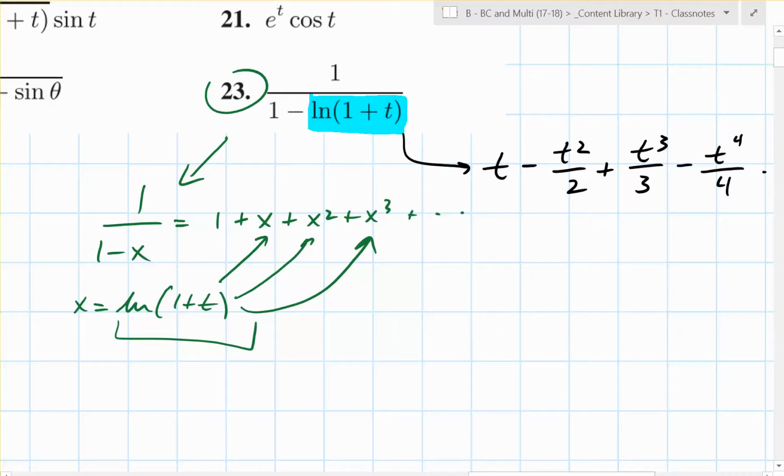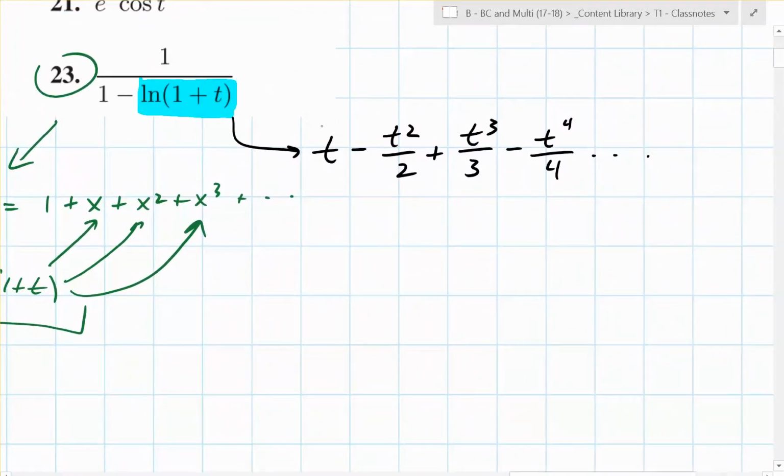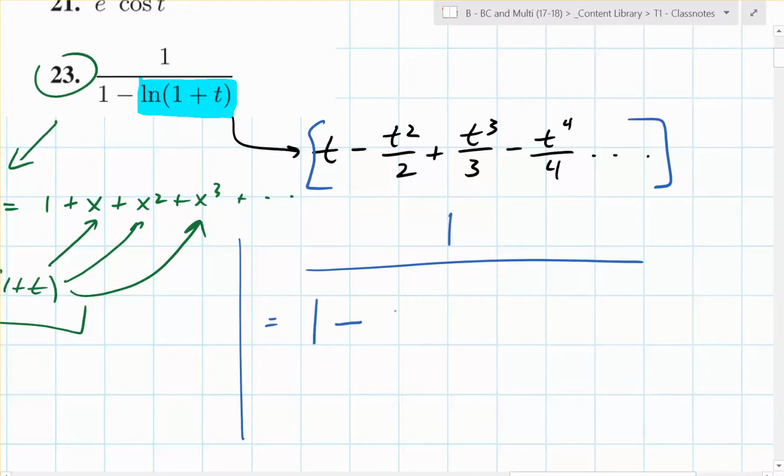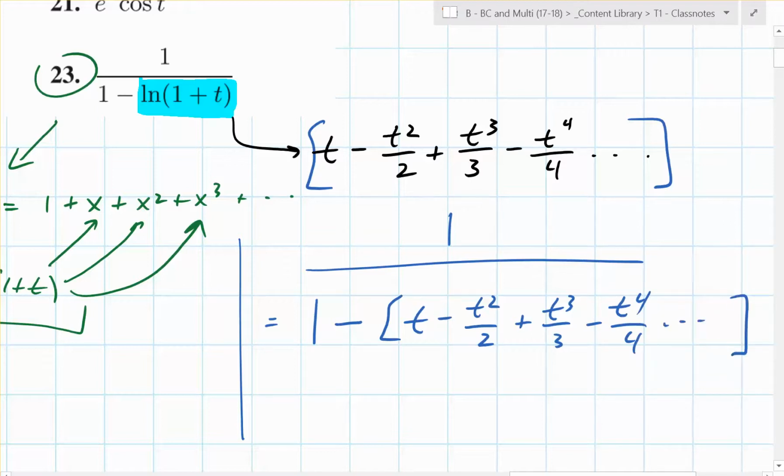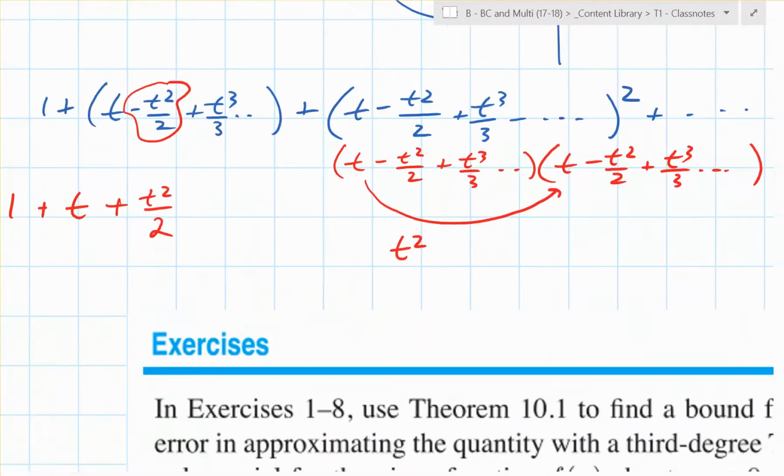Absolutely. So this is equal to the blue, correct? So what do we know? If we write this in, we know that this whole thing is equal to 1 over 1 minus what? T minus t squared over 2, plus t cubed over 3, minus t to the 4th over 4. So technically we want the third power, so we have this one right here.